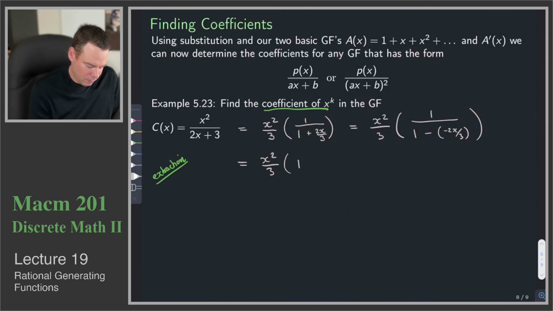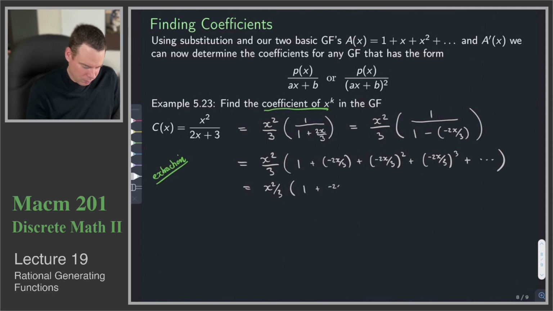1 plus negative 2x over 3 plus negative 2x over 3 all squared plus negative 2x over 3 all cubed plus, and so on. And so this becomes 1 plus negative 2 thirds x plus negative 2 squared over 3 squared times x squared plus negative 2 cubed over 3 cubed times x cubed, and so on.